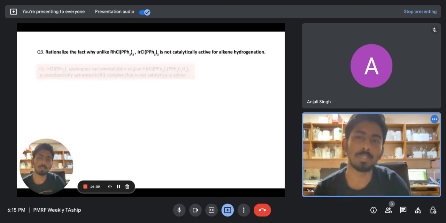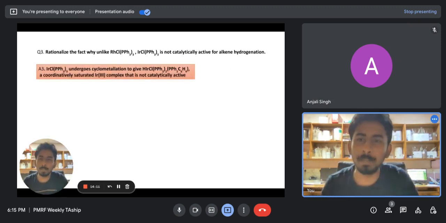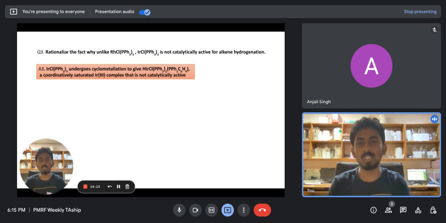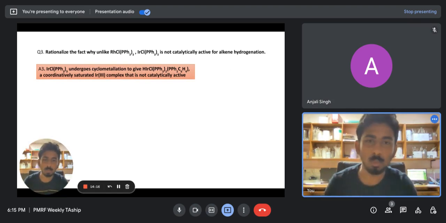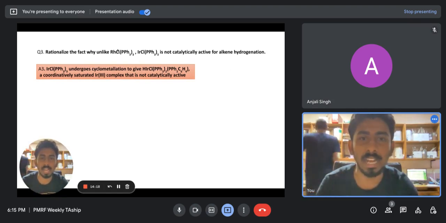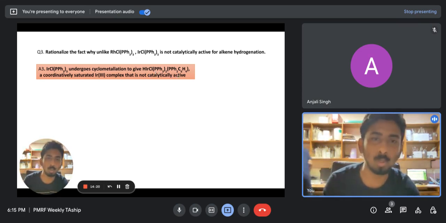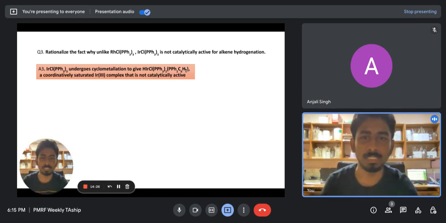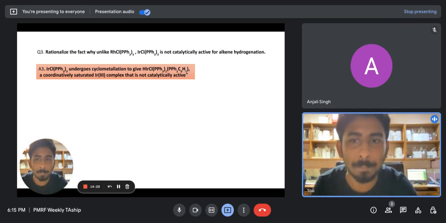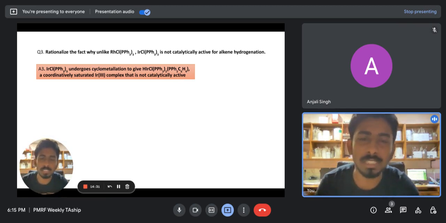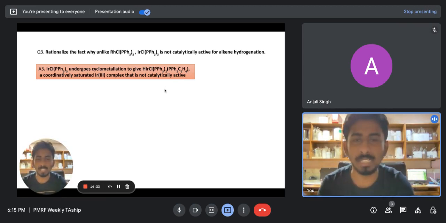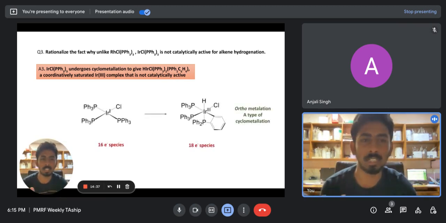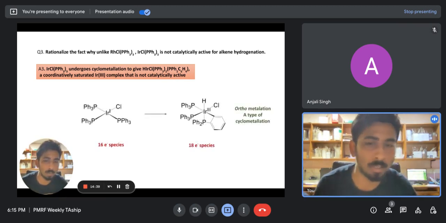Okay. So now this IrCl(PPh3)3 actually undergoes a cyclometallation reaction to give rise to HIrCl(PPh3)2, where one of the phosphine groups gets activated, and we form this species PPh2C6H4. I'll show you how this is happening. It is a coordinatively saturated iridium(III) complex that is not catalytically active anymore. To elaborate, this is the structure. Here you will understand better.